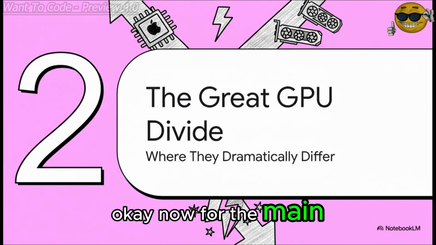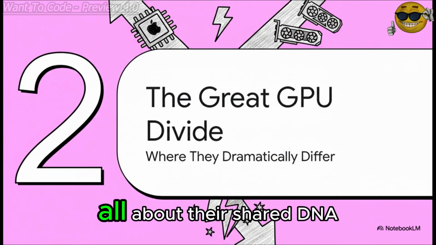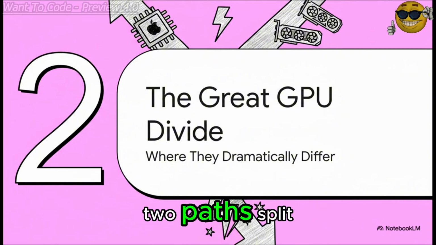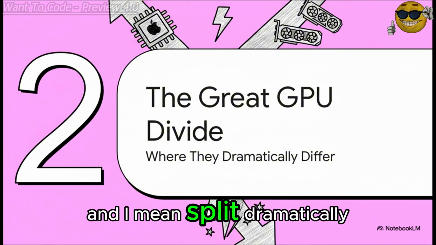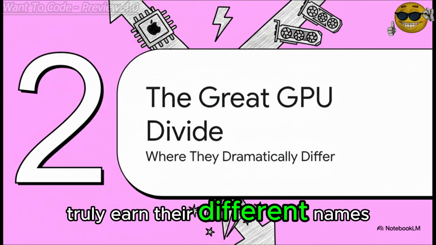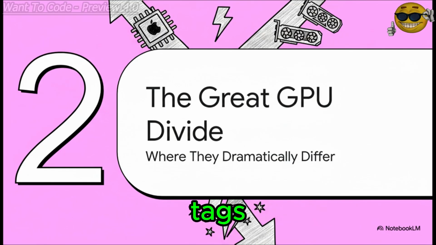Okay, now for the main event. If that first section was all about their shared DNA and the ways they're alike, this section is where the two paths split. And I mean split dramatically. This is where the Pro and the Max truly earn their different names and justify their different price tags. Let's dive into the great GPU divide.